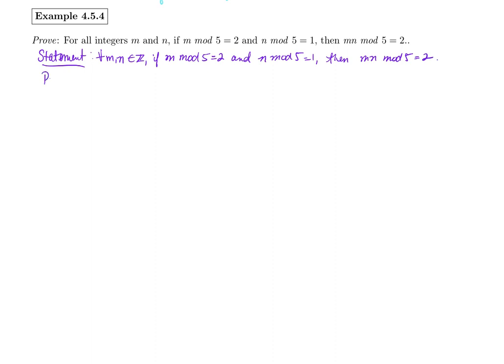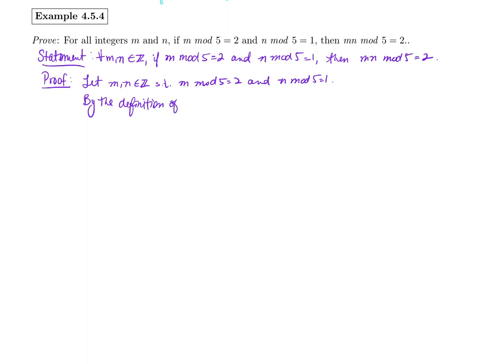So when we get into our proof, we can suppose everything is true before the word then. So we would say, let m and n be integers such that m mod 5 equals 2 and n mod 5 equals 1. From here, we can use the definition of mod, or you can say by the quotient-remainder theorem, whichever way you want to cite it. I usually say by the definition of mod.